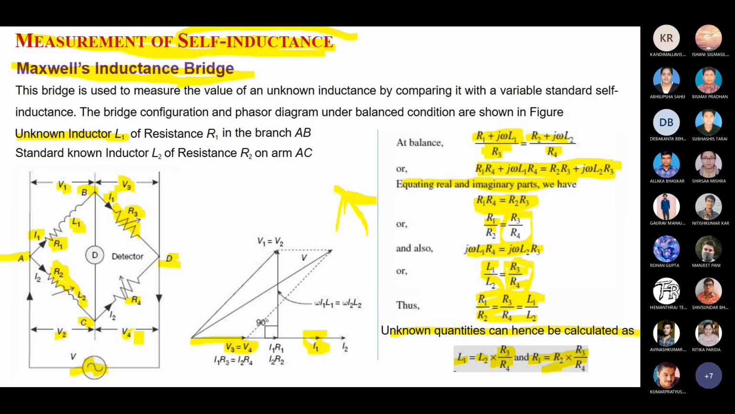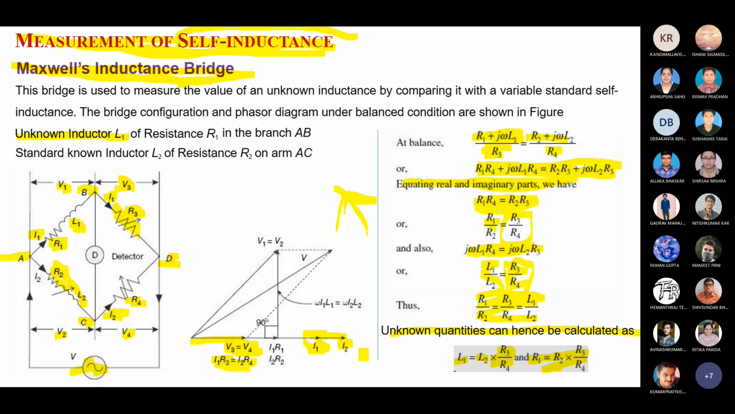Now what is the value of V4? V4 equals I2 into R4. So there is no angle difference between I2 and V4. And V4 equals V3, V3 equals I1 R3. So there is no angle difference between I1 and I2, so both are in phase. That's why you also draw the I2 current in phase with your I1. So V3 equals V4, so I1 R3 equals I2 R4. So I1 and I2 are also in phase.